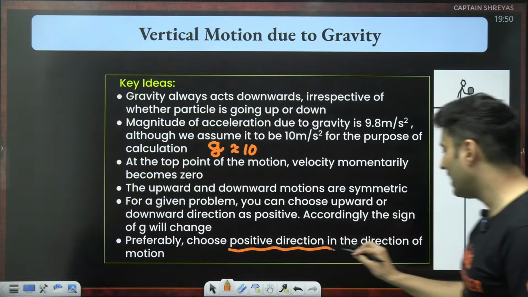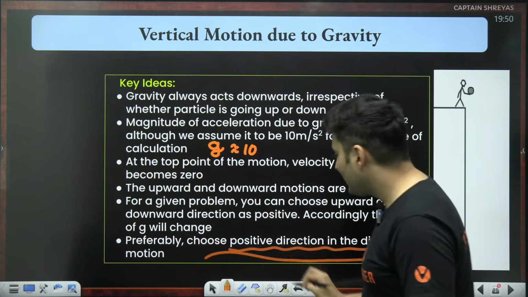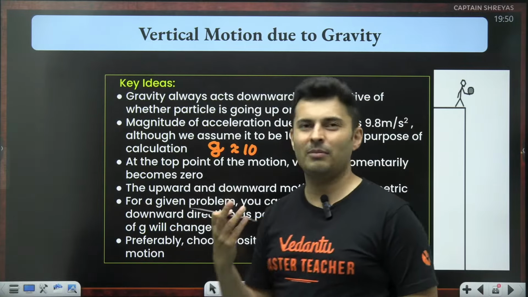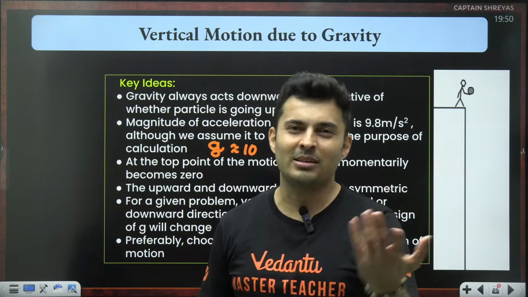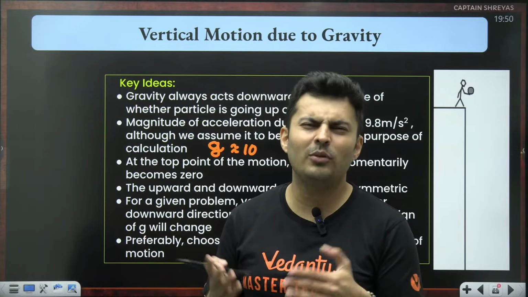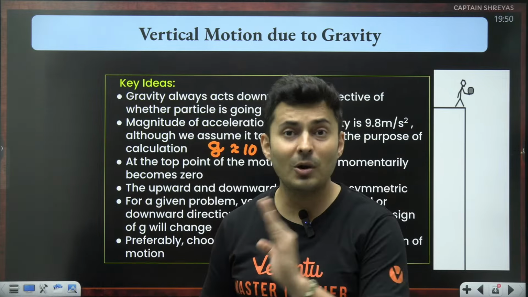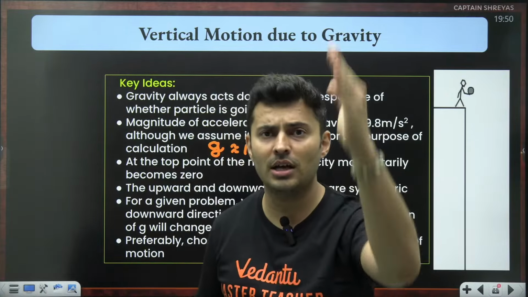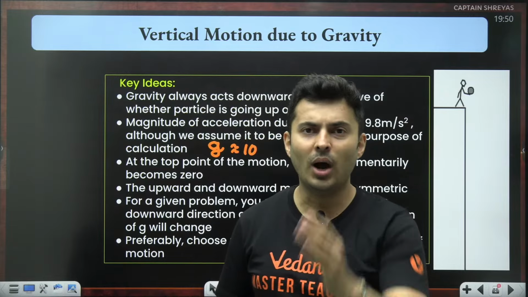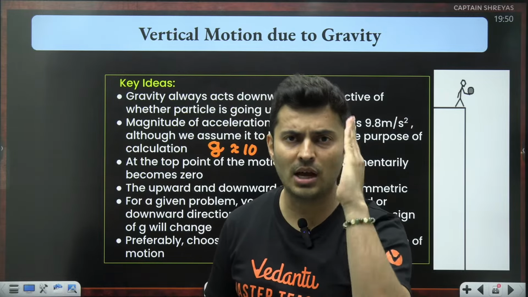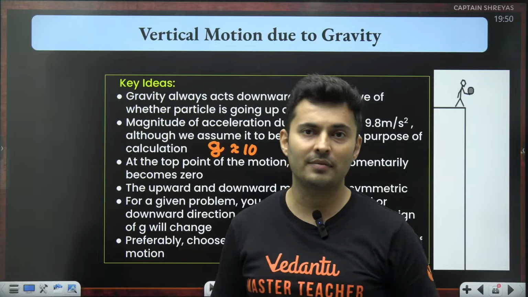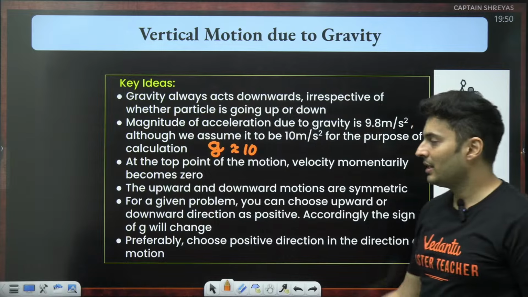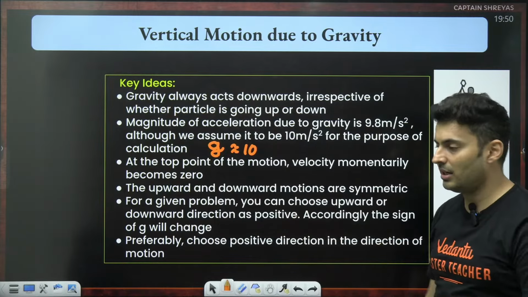Preferably choose the positive direction in the direction of motion. See, this is the statement which is important and many people miss. If a ball is going up, obviously you will choose upwards as positive for simplicity's sake. But there is no hard and fast rule. You don't have to take upwards as positive, or the motion direction as positive. It's preferable, it's a matter of choice. It becomes easy to understand and draw.